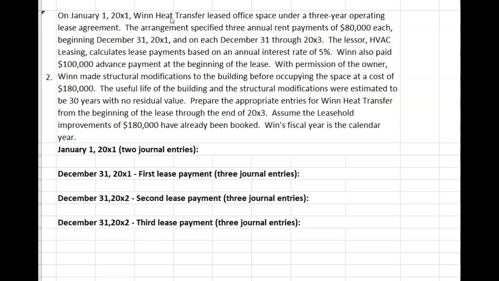There are 2 journal entries necessary at January 1st, 20X1. See if you can write those journal entries. Then start your video again to check your answer.